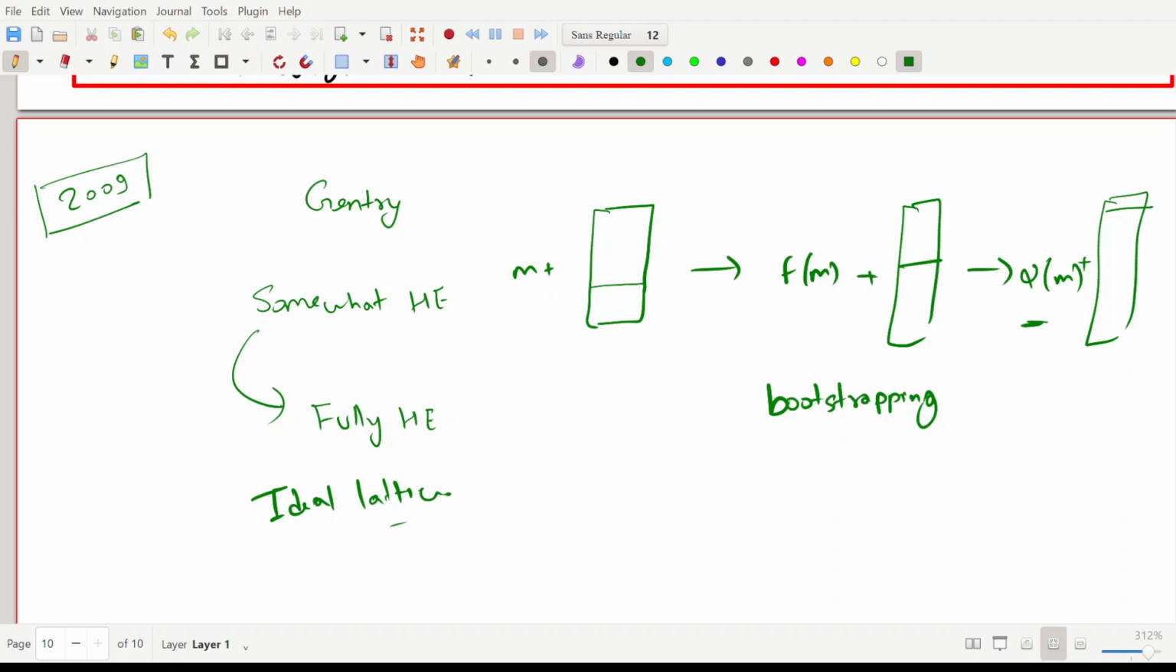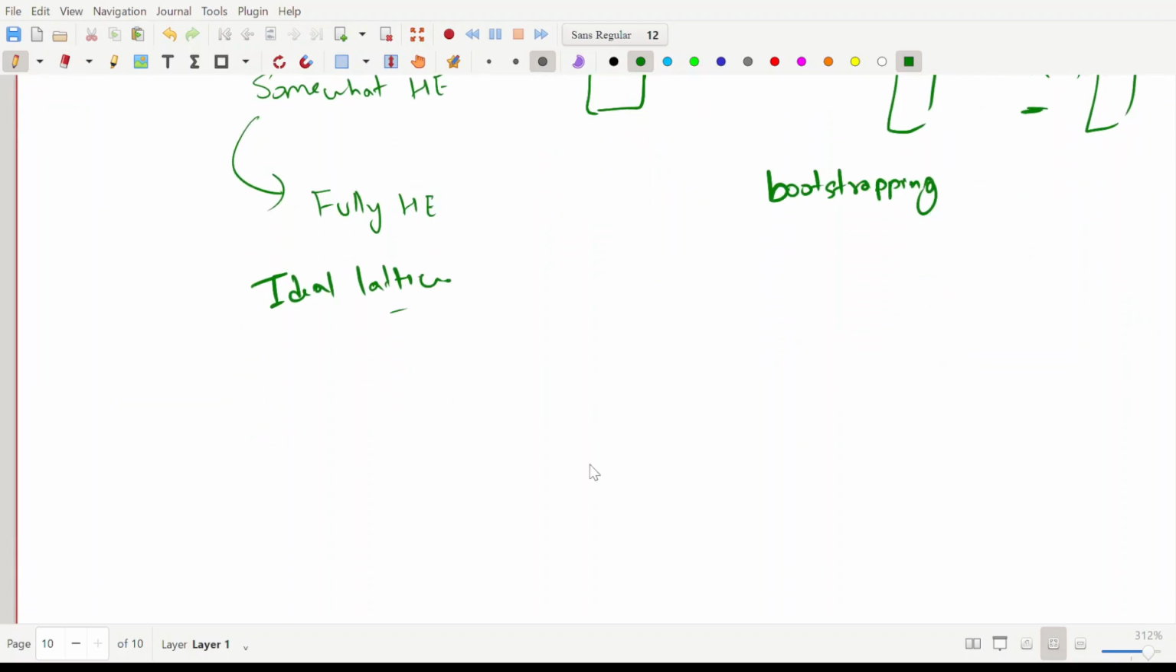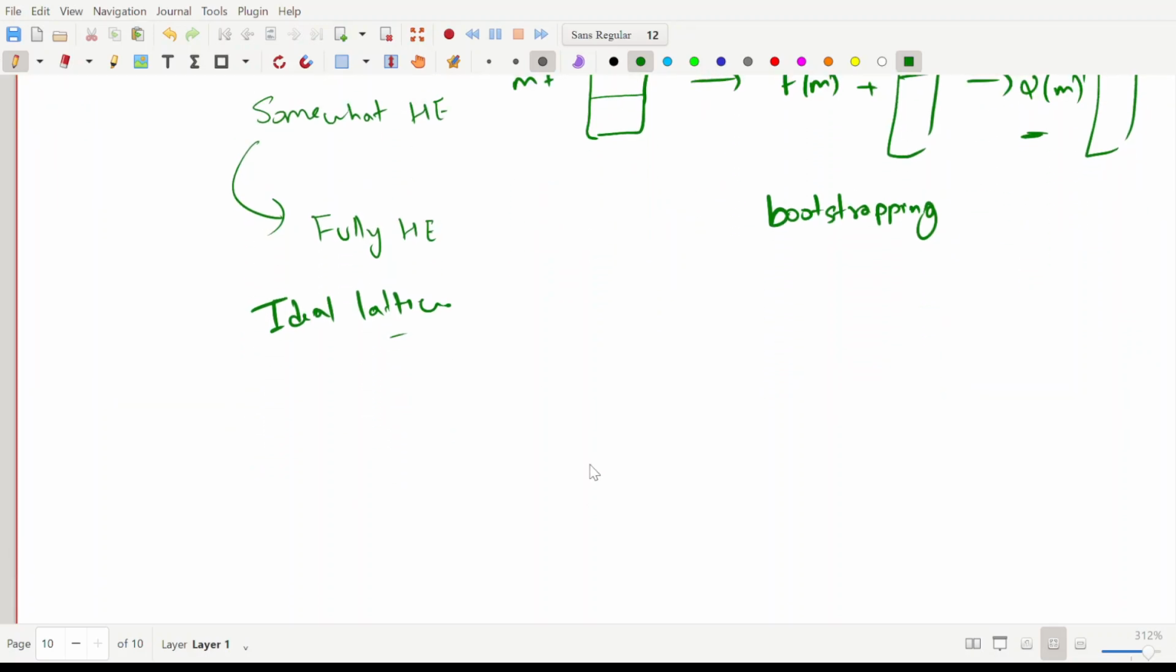Okay, so what we are going to do today is see a somewhat homomorphic encryption scheme over integers, and then we'll make it a fully homomorphic encryption scheme. Till now, every FHE scheme that has been created is based on Gentry's blueprint.